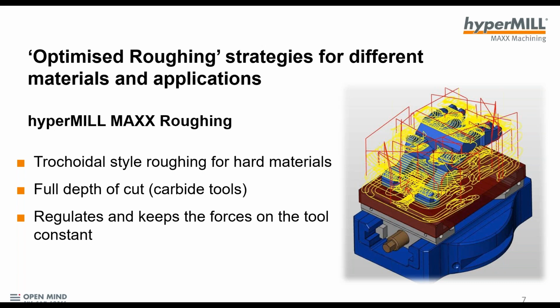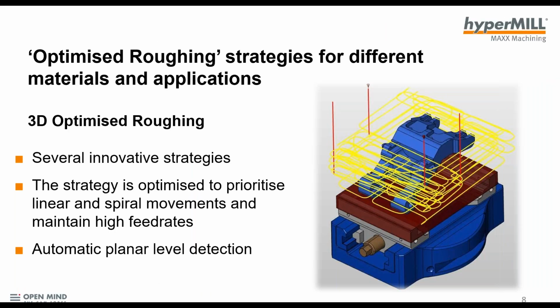hyperMILL regulates the step over and feed rate to maintain a constant load on the tool, and it's a very efficient cycle. But if we look at some of the more innovative cycles that OpenMind have developed, one, for example, is 3D optimized roughing. Now, as I say, it's a combination of strategies, developed by OpenMind, to maximize the efficiency of machining different types of materials.